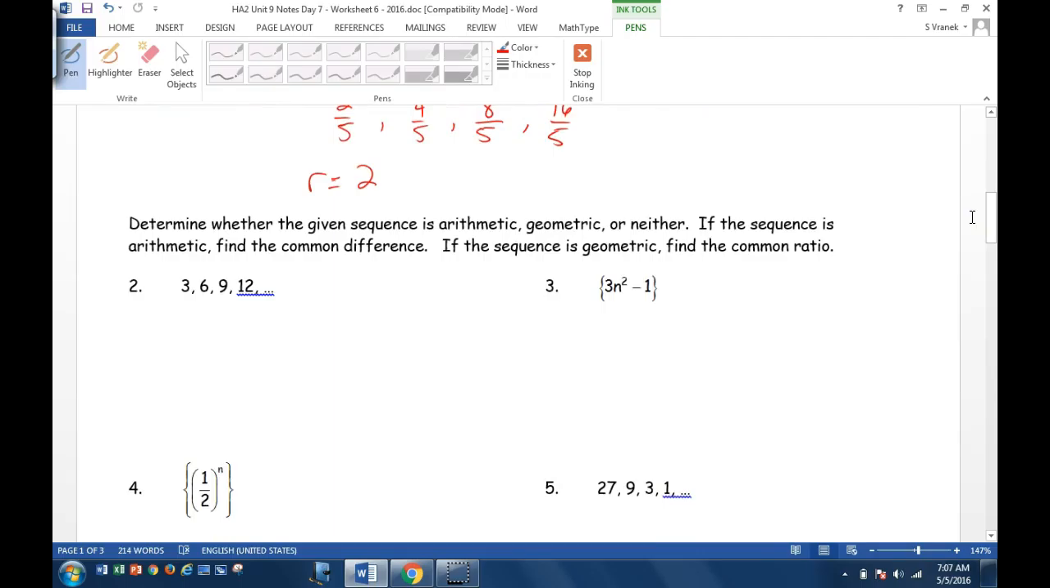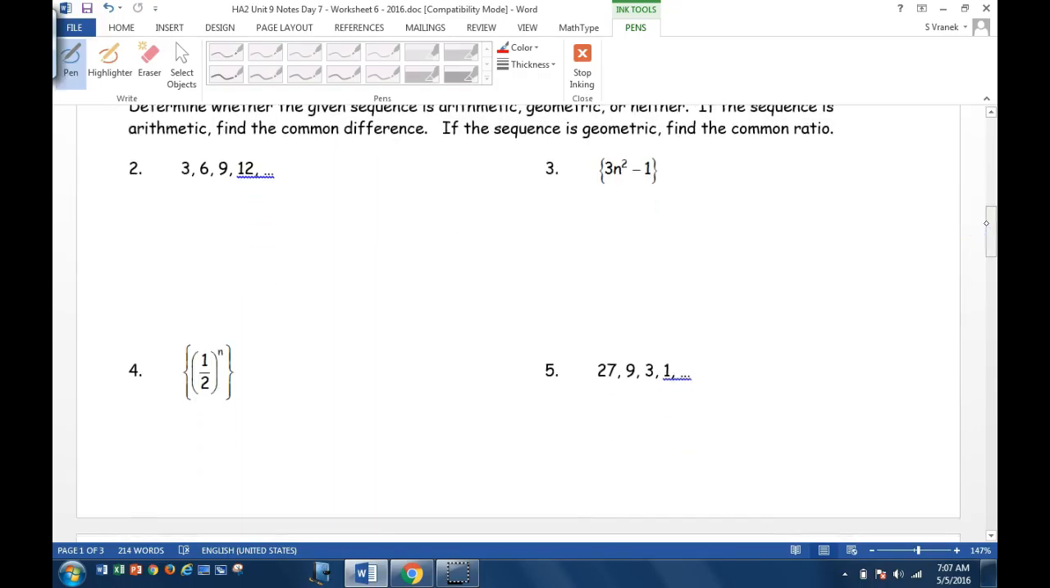Determine whether the sequence is arithmetic or geometric, or neither. If it's arithmetic, give us the difference. If it's geometric, find the ratio. Alright, so this one, hopefully you guys recognize as arithmetic. It's going up by 3s. So when you're adding the same thing, remember it's arithmetic. And we would say the difference is 3. So we use d for difference for arithmetic, and we use r for ratio for geometric.